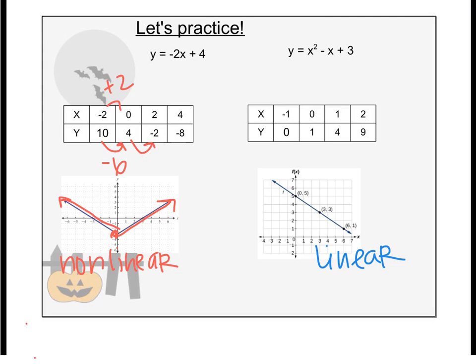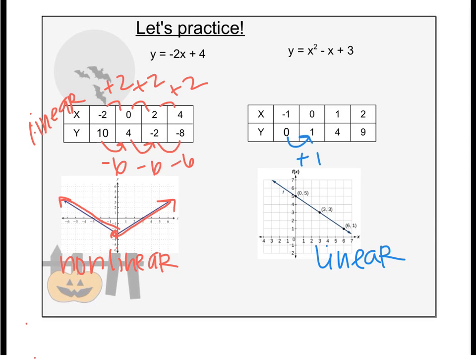So 4 to negative 2 is subtracting 6. 0 to 2 is adding 2. So far, so good. Negative 2 to negative 8: minus 6. 2 to 4 is plus 2. It stays consistent. So this one would in fact be linear.